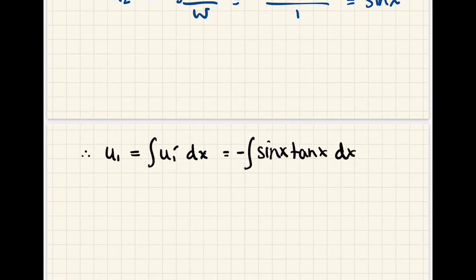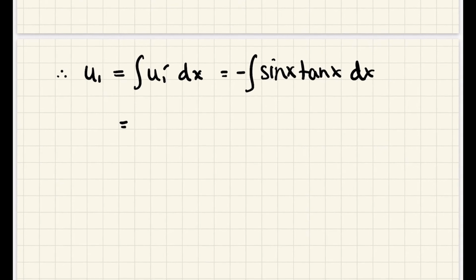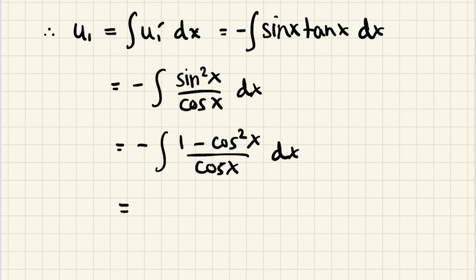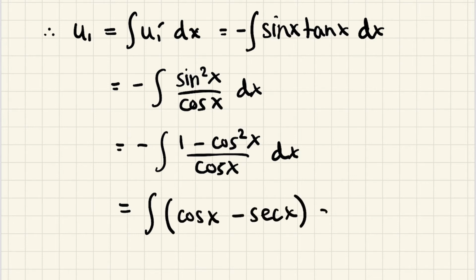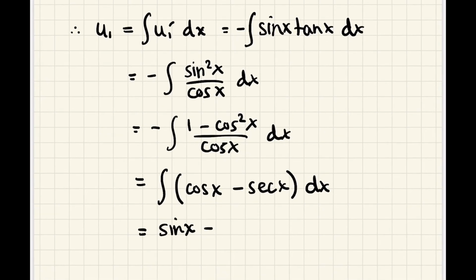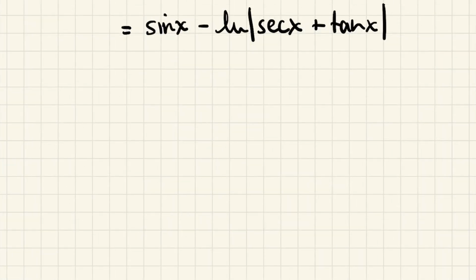Okay, so integrating sine times tangent, let's write that in terms of sines and cosines. Perhaps if we used the Pythagorean identity here, we would see 1 minus cosine squared. Let's see what this does. That's going to do it. So we're going to get cosine of x minus secant of x. So we get sine of x minus antiderivative of secant, and we don't bother with the constant here. All right, so that'll be what we let u1 equal.